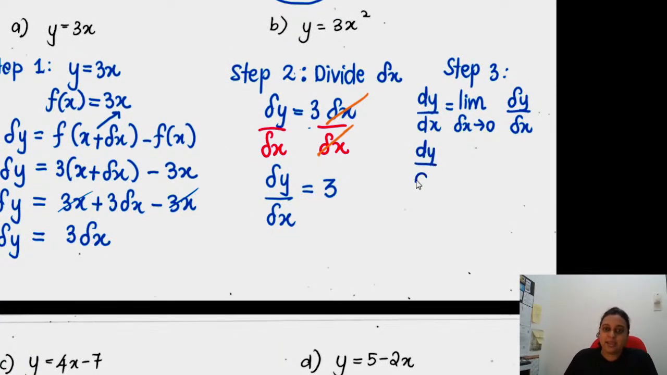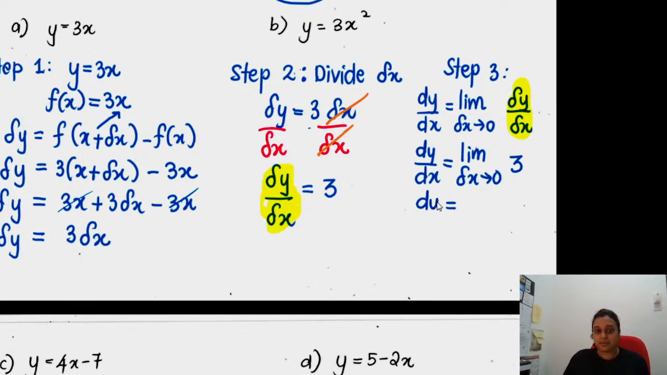dy dx. What is delta y over delta x? Just now we got it already, right? So you can substitute here. What was the answer? The answer was 3. So you put in 3.